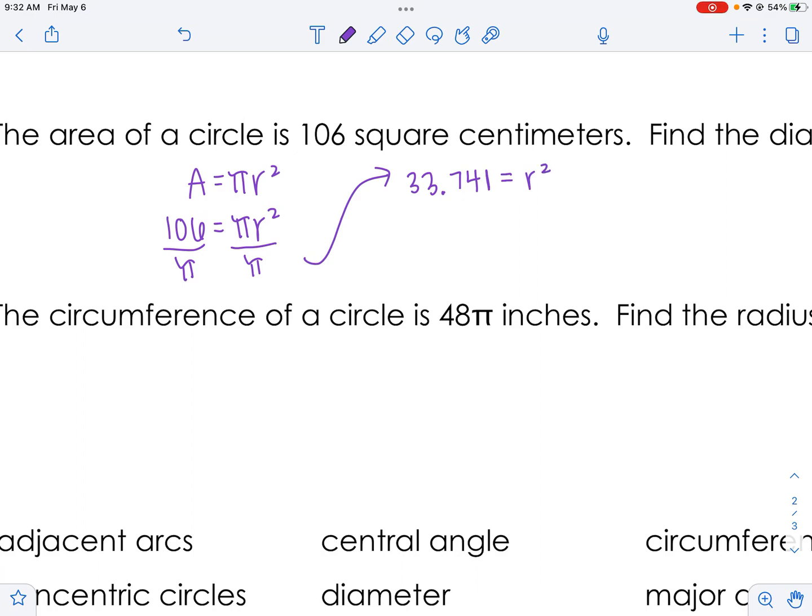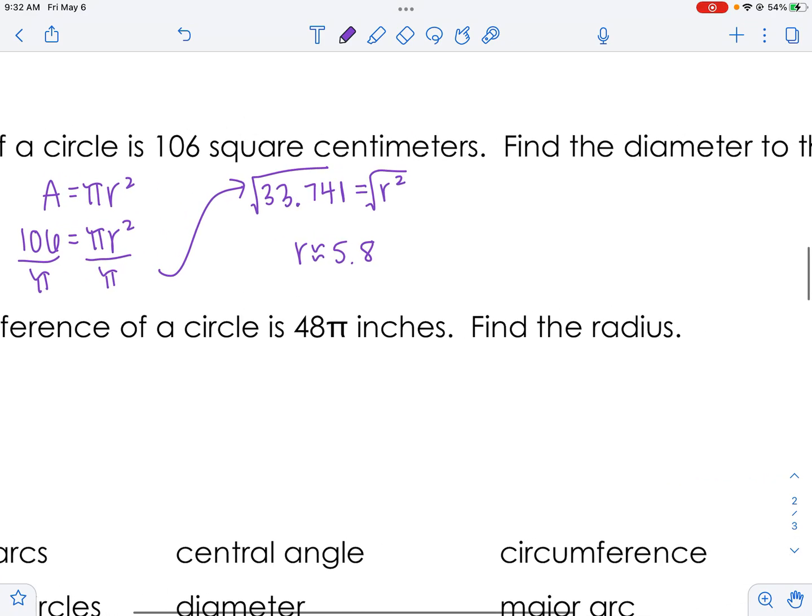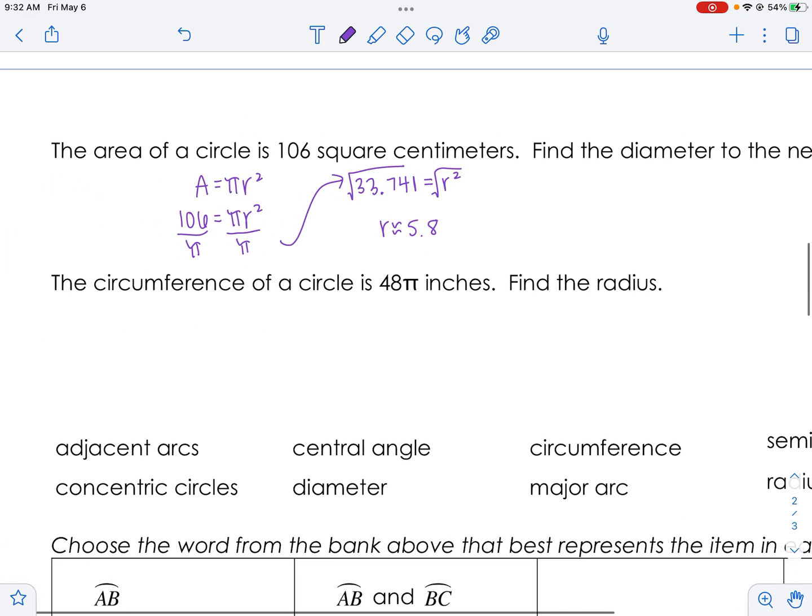Equals, I still have the radius squared. So I took out the pi, so 106 divided by pi, and now I have the radius squared, which I just want the radius. So remember that we can undo a squared with a square root. So if I take the square root of that number, then I get that the radius is about 5.8. So the radius is about 5.8, 5.81, depending on how you round it.